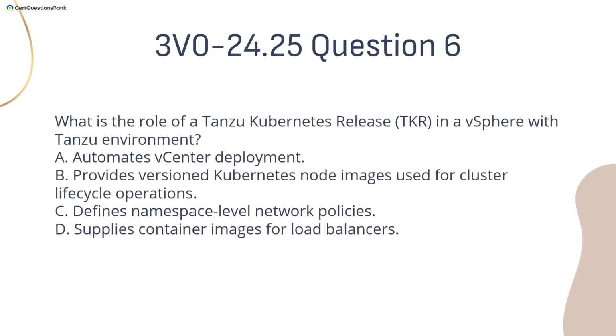What is the role of a Tanzu Kubernetes release, TKR, in a vSphere with Tanzu environment? A. Automates vCenter deployment. B. Provides versioned Kubernetes node images used for cluster lifecycle operations. C. Defines namespace-level network policies. D. Supplies container images for load balancers.